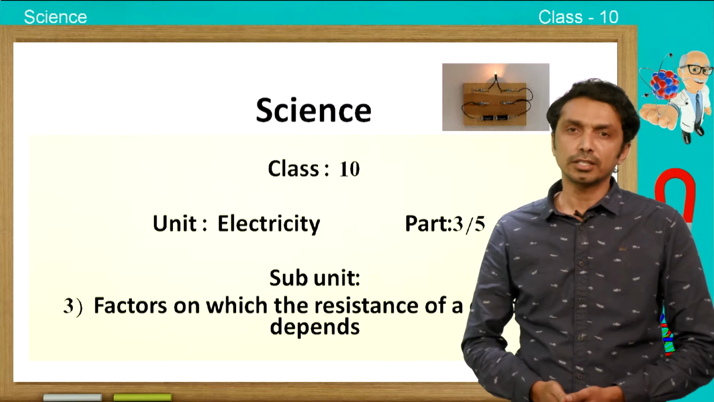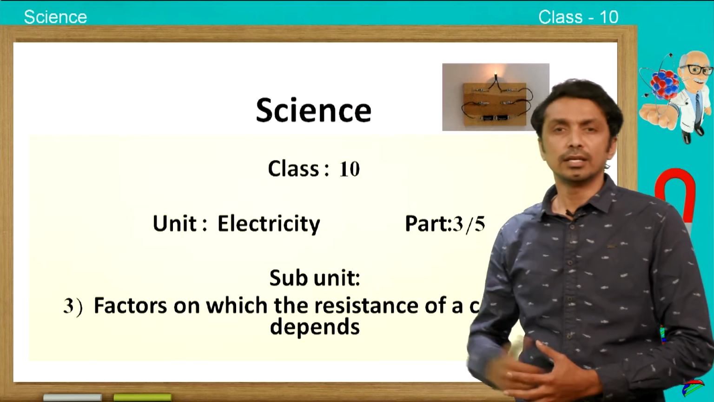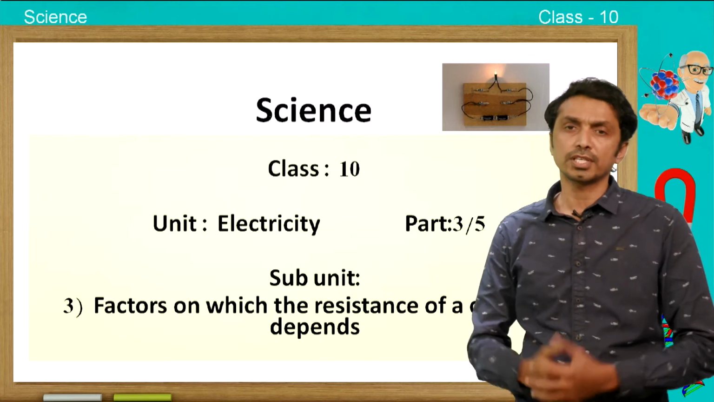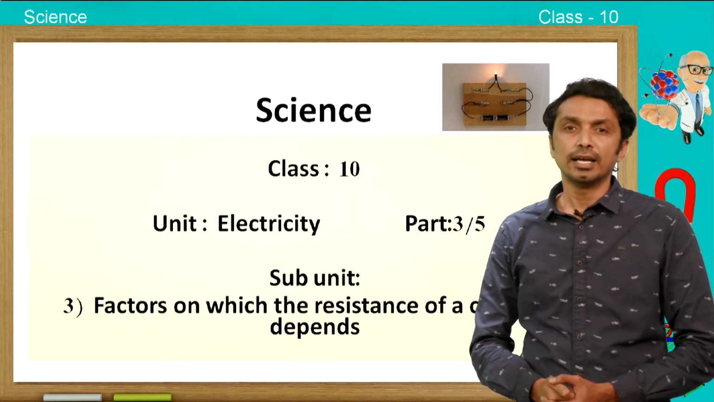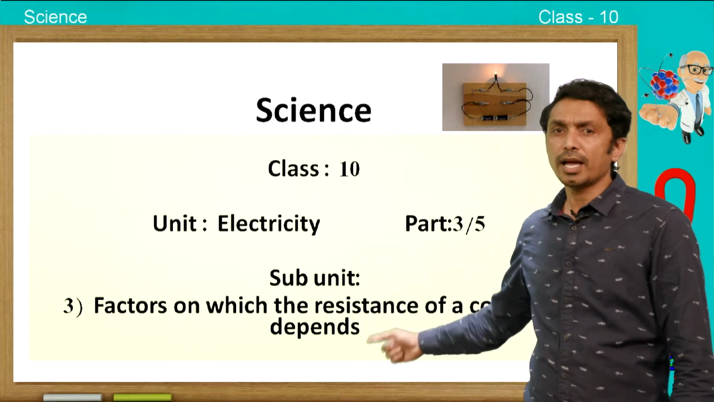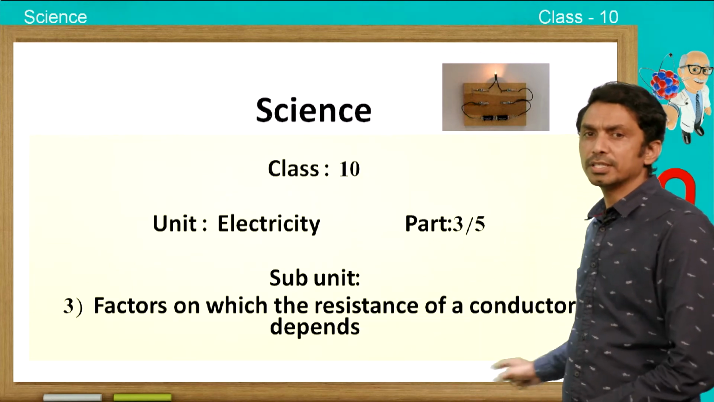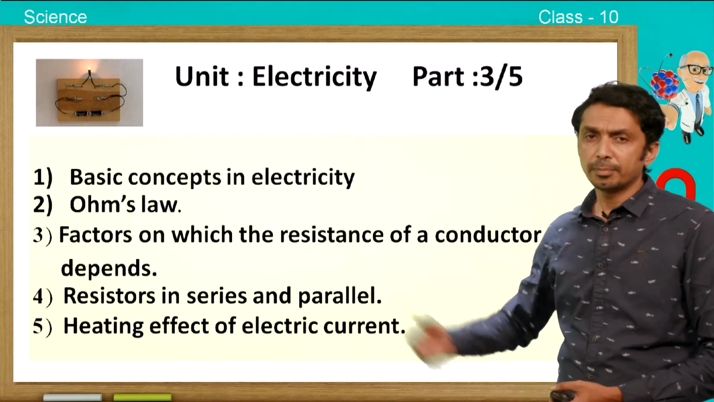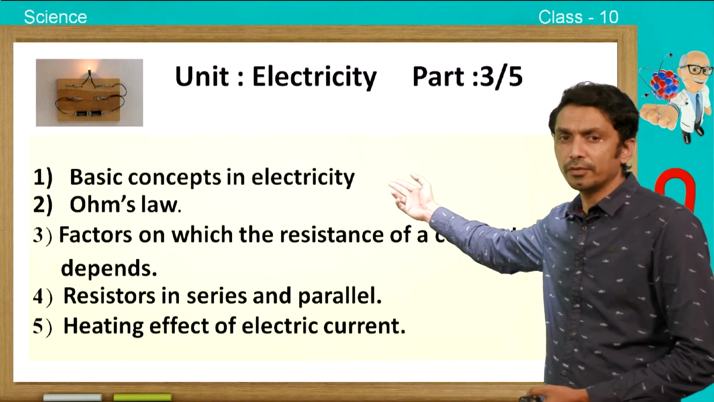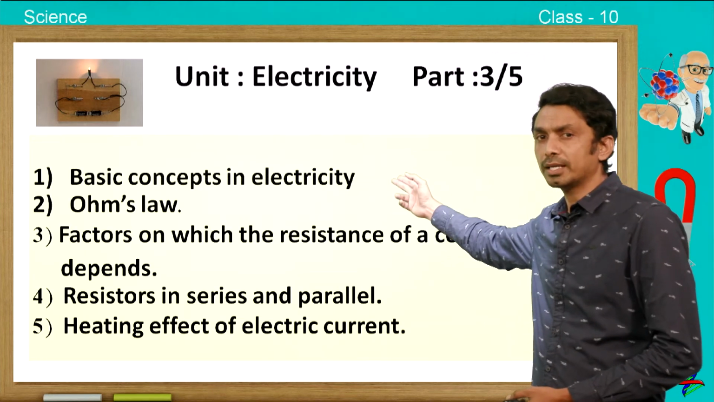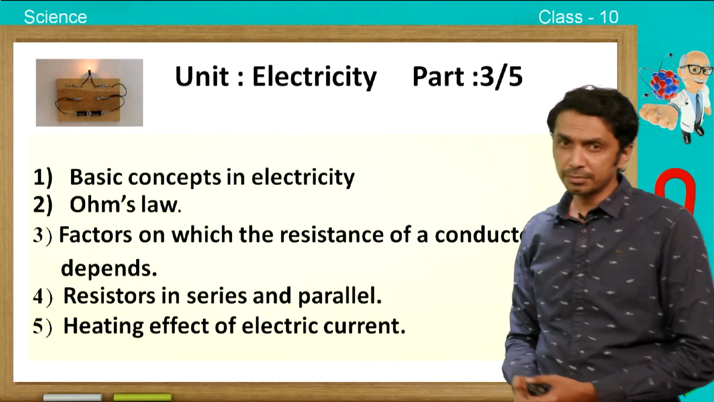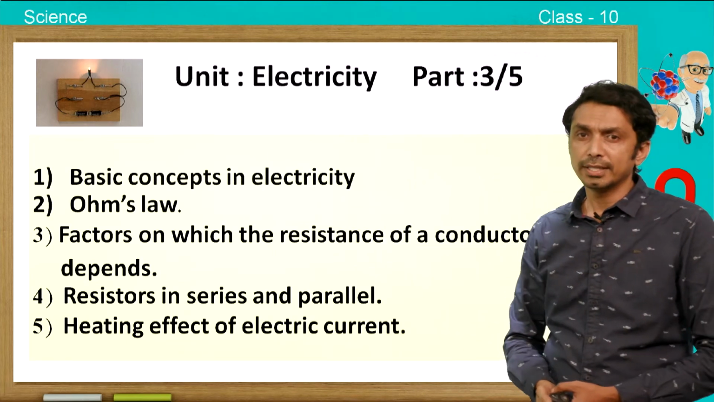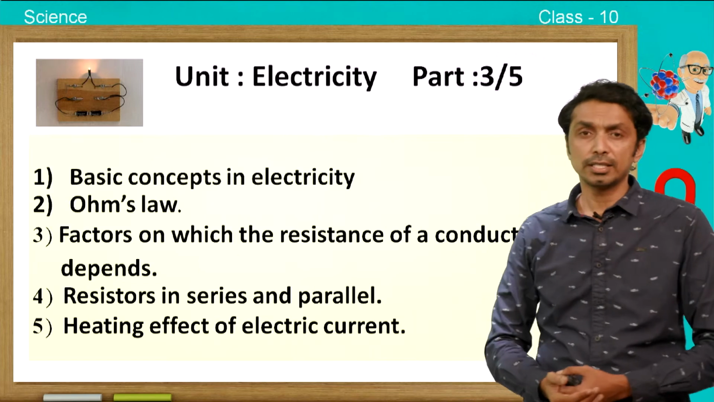Today we are continuing with the topic electricity. As you can see, this is the third part of the 5 sessions in the topic electricity. Today's subunit is factors on which the resistance of a conductor depends. Children, in the previous 2 classes we have learnt basic concepts of electricity and Ohm's law. Now in today's class we are going to learn the factors on which the resistance of a conductor depends.